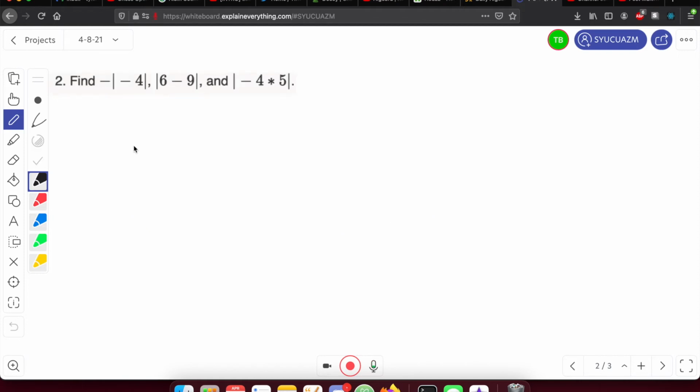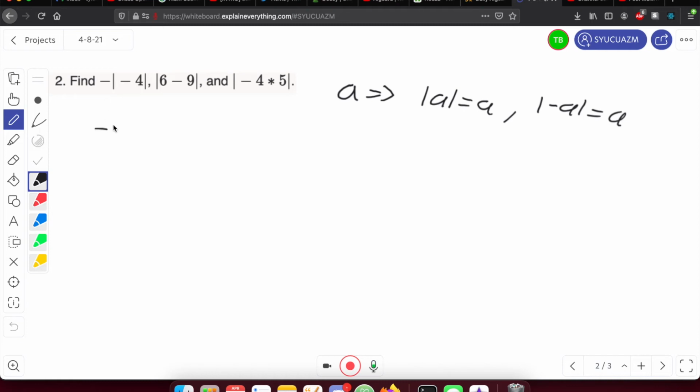Moving on to question 2, we're going to find the negative absolute value of negative 4, the absolute value of 6 minus 9, and the absolute value of negative 4 times 5. So the first thing to do is to remember what the absolute value actually does. If we have some number a, the absolute value of a is always going to be positive, right? So whether we have the absolute value of a or the absolute value of negative a, this is always going to give us a. It basically takes whatever value you have and just makes it positive.